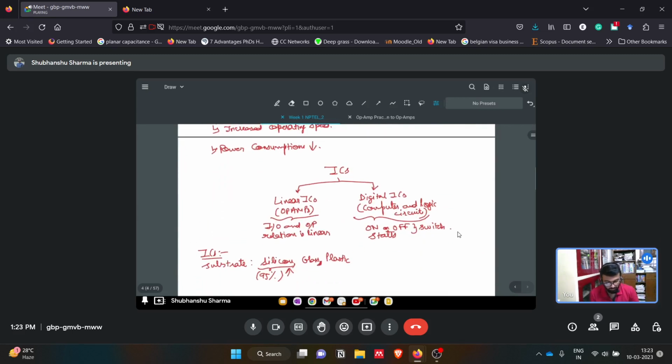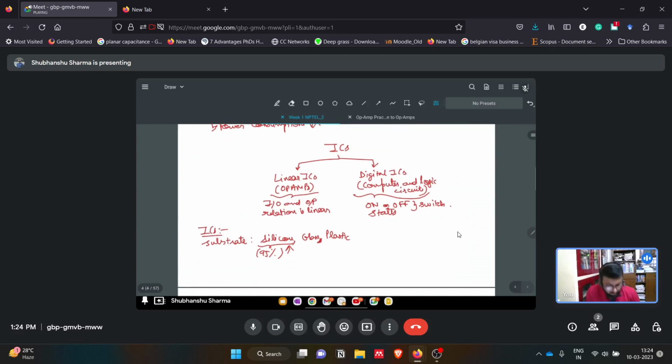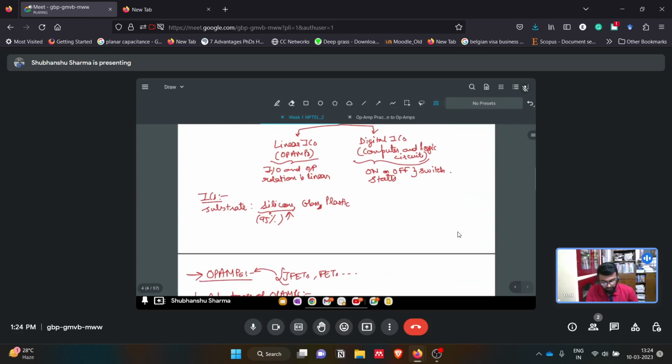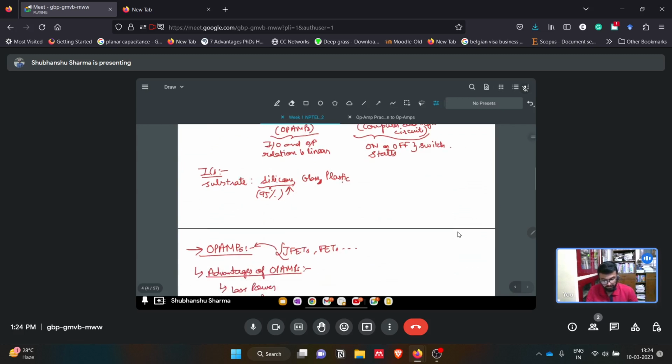Then we talked about the types of ICs, that is linear ICs and digital ICs. Linear ones are op amps, where the input output relation is linear. Digital ICs have on or off states, and are normally used in switches. Then we have the IC substrate, that is silicon. The substrates can be made of silicon, glass, plastic, but we normally have silicon based ICs.